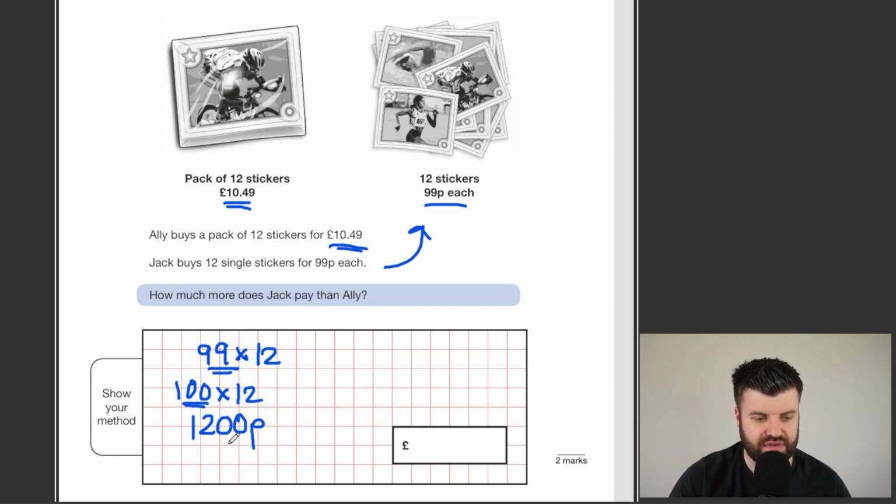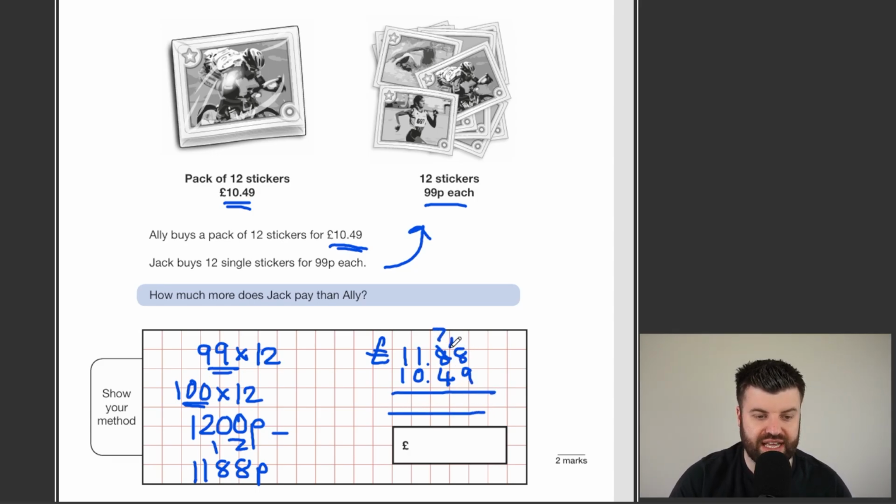This is 100 12s. So if I take away 12, I end up with how much he actually spent, which was 1,188 pence. Or if you want to convert it to pounds, that would be £11.88. Whereas Ali spent exactly £10.49. So to find how much more that Jack spent, we need to take these two values away.